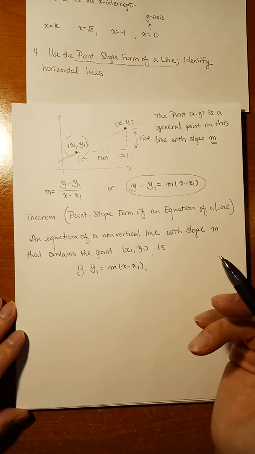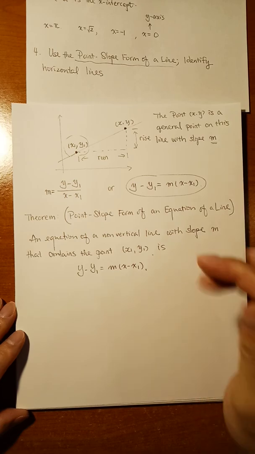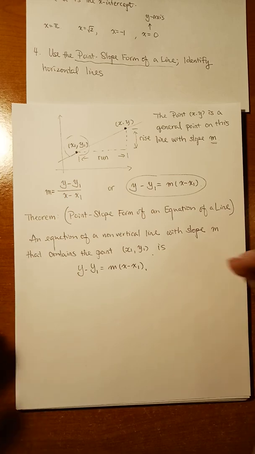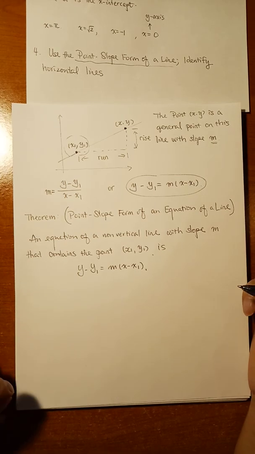Always keep in mind slope, rise over run. Rise, difference of y. Run, difference of x. And you can memorize it as point slope form.